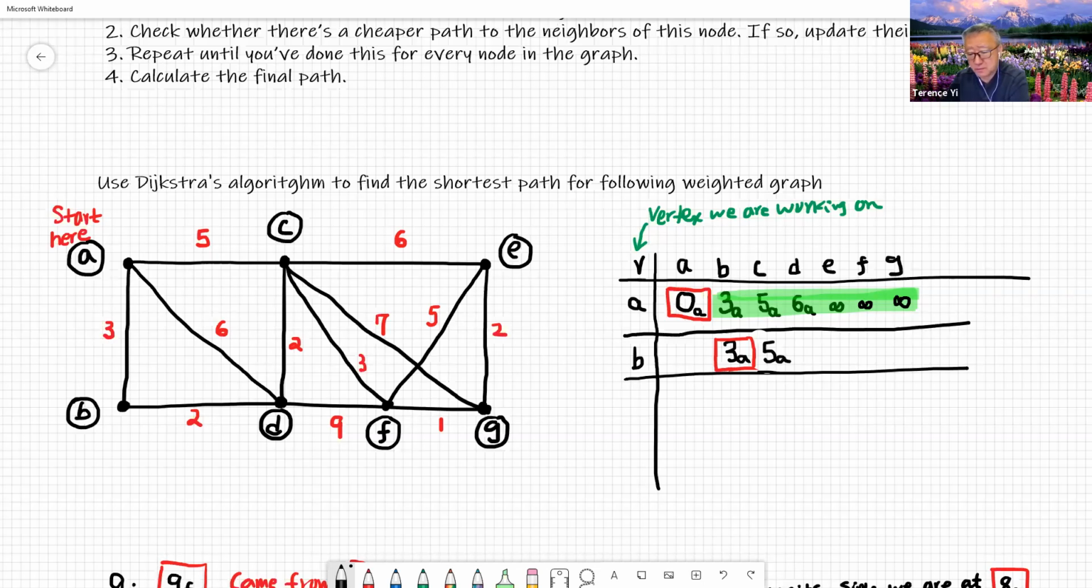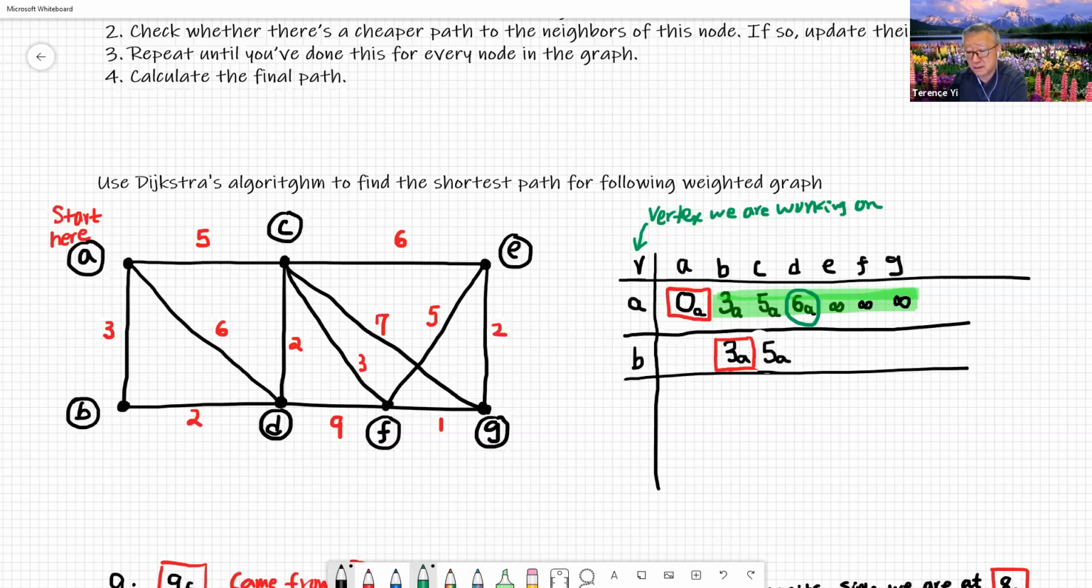Now, next one is going to be BD. Now, BD here is going to be 2 units. But B has to come from A though, right? Because the total path is going to be A, B, and D. So B to D is going to be 2. But prior to that, A to B was 3. So 3 plus 2 is going to be 5. And I want you to compare that to the one we have right now. In this case, a 6. Right? So we are comparing this.